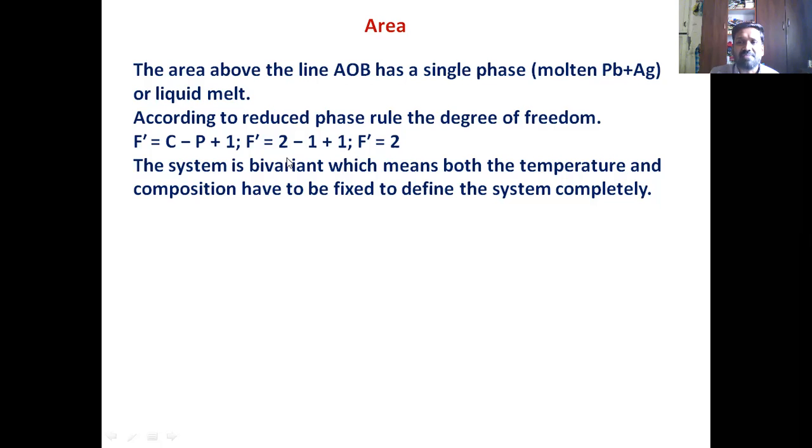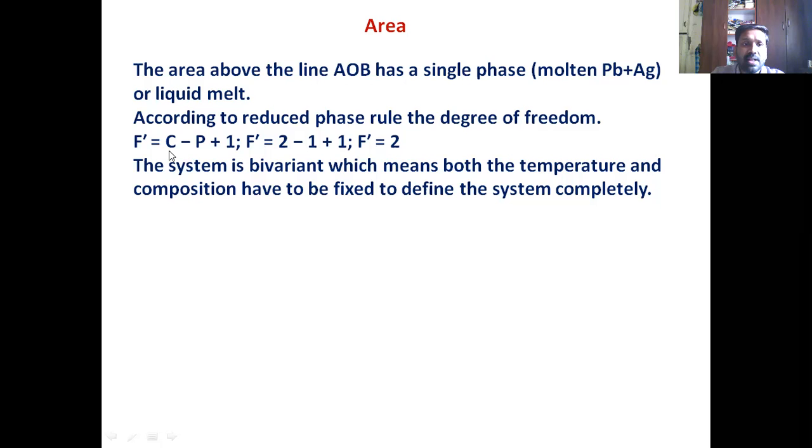Fine. See, after we define our system, we start applying the Gibbs phase rule to all the features of the phase diagram: to the areas, to the curves, and to the point. Now, since we are considering a condensed phase system, the reduced phase rule or the condensed phase rule is considered. F is equal to C minus P plus 1.